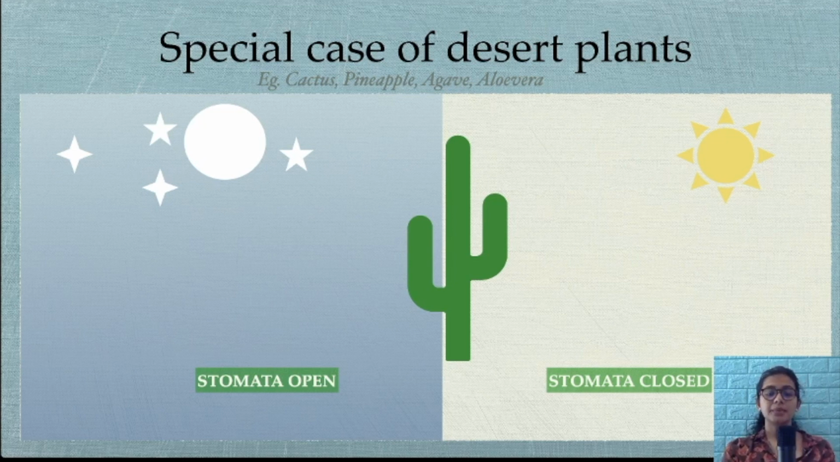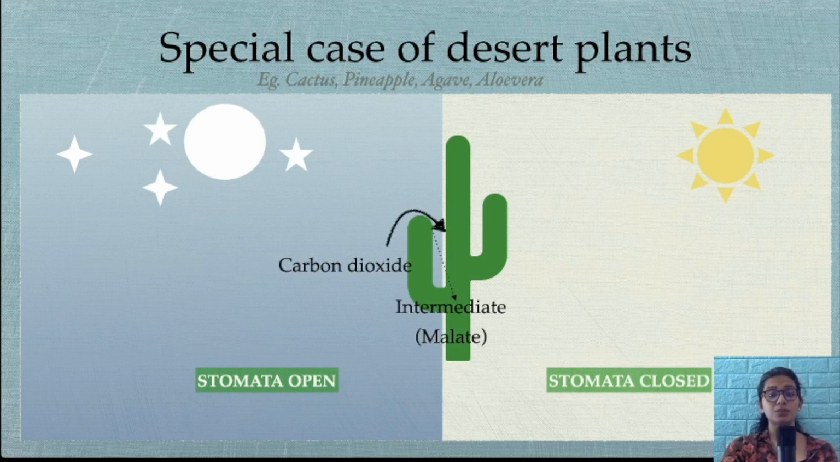What they do is they keep the stomata open at night. So there is very, very little chance of transpiration happening at night when the climate is relatively cool. So evaporation won't happen that easily, or it's negligible, right? So because their stomata are open, they can take in carbon dioxide at night. Gaseous carbon dioxide is taken up at night and it's converted into an intermediate called malate and stored inside the vacuole of these mesophyll cells, right?